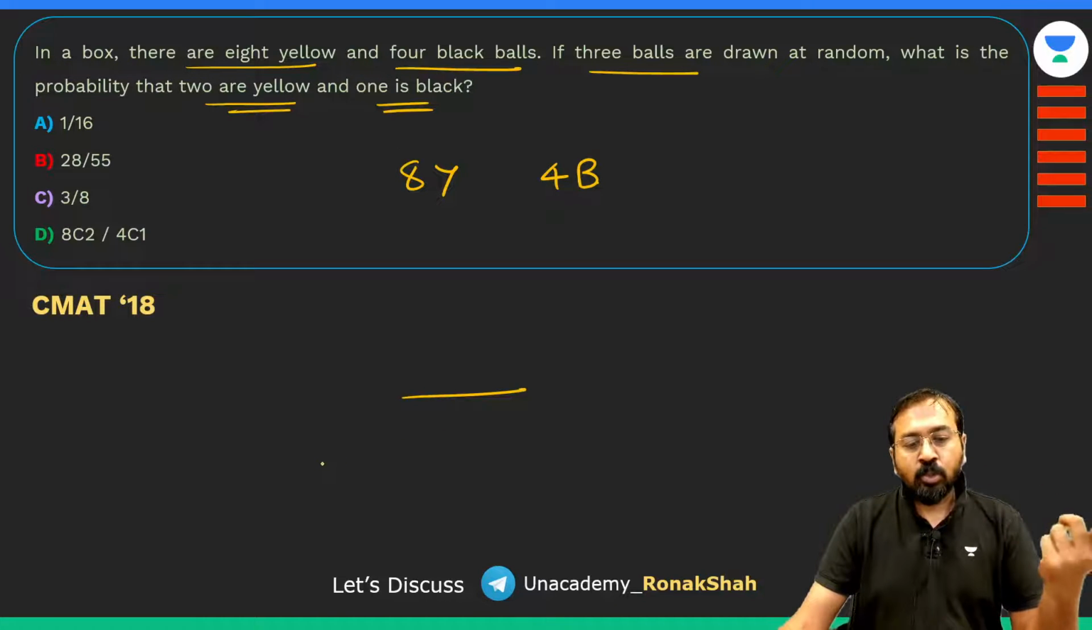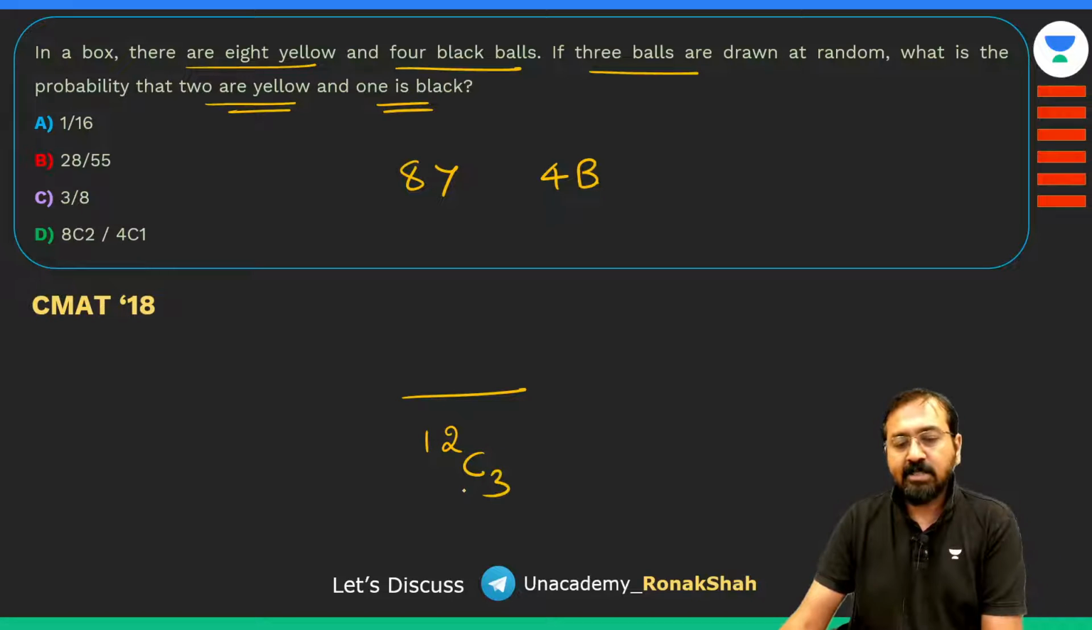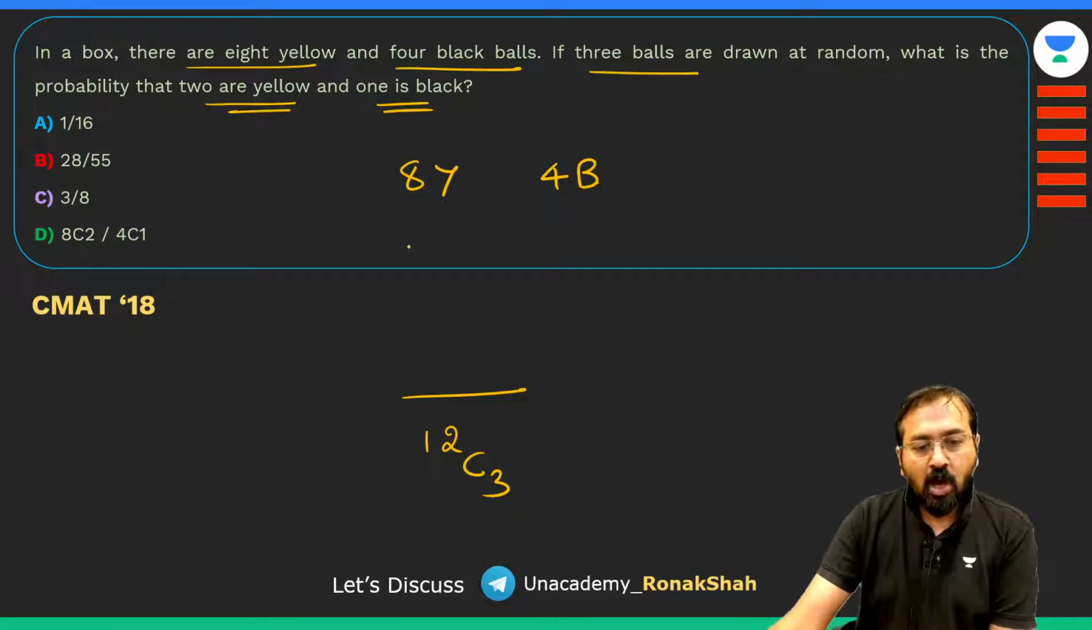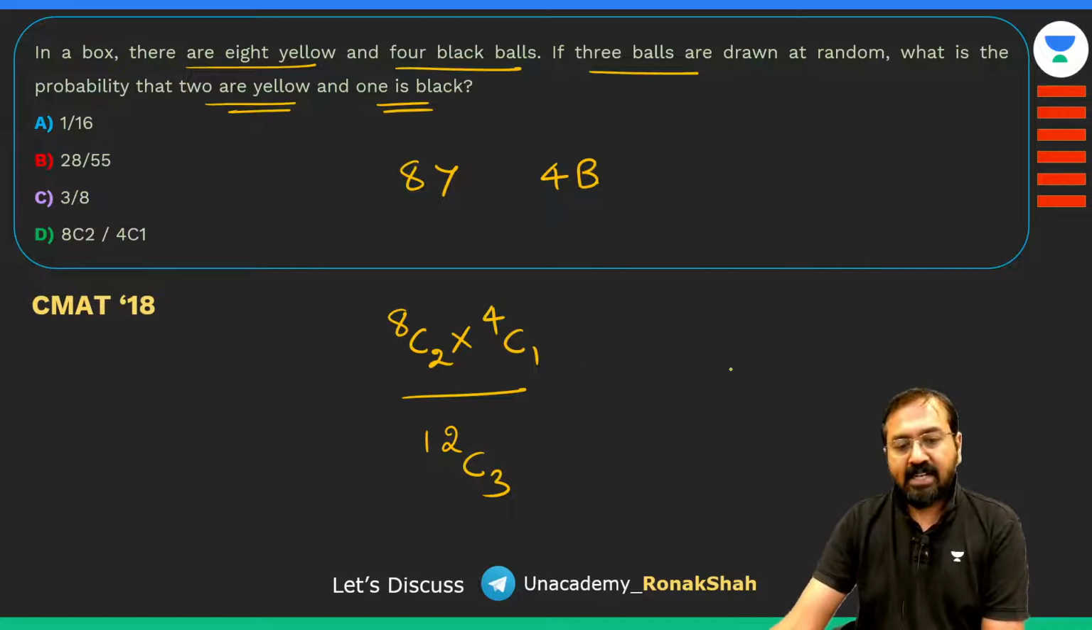First of all, what are the total number of ways of drawing 3 balls without any condition? So out of 12, 3 balls can be selected in 12C3 ways. Now what do we want? We want 2 yellow out of 8 yellow, so 8C2 ways, and 1 black out of 4 black, so 4C1 ways. So this will get us our answer.